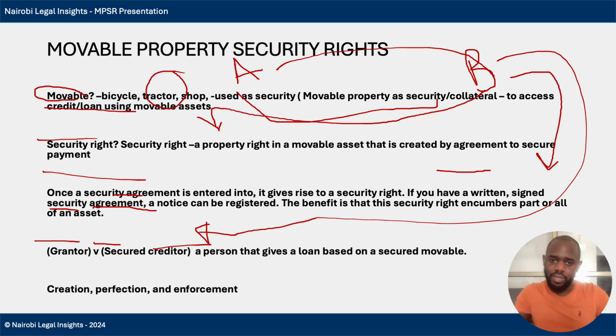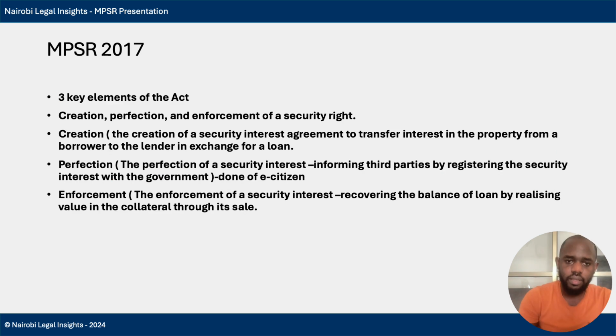So that is what we're going to be understanding as I simplify the movable property security rights within the Kenyan context. In Kenya, we have the Movable Property Security Rights Act 2017, and this is the law in place that protects the borrower and the lender, especially in instances where a movable asset has been used to secure a loan or some sort of financing. And to better appreciate this act, there are three key aspects that you should understand so that you know how to create, perfect, and enforce a security right.